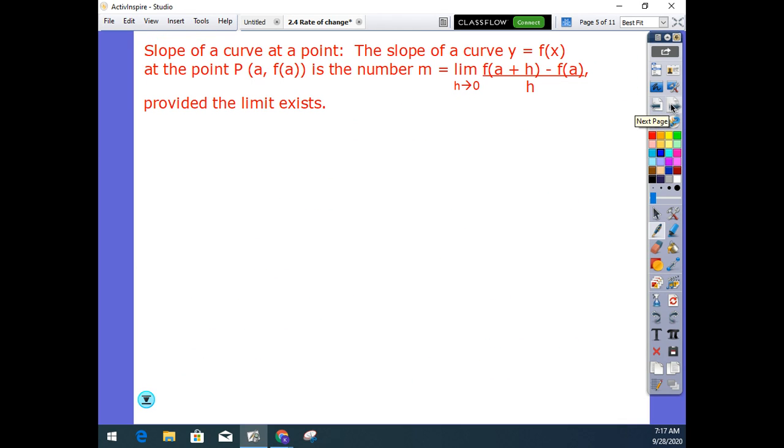So here's an actual definition. The slope of a curve at a point is just, at this coordinate point, the slope is the limit as h approaches 0 of f of a plus h minus f of a all over h. And that's technically what we've been doing. All right, so go ahead and get that copied down, and we're going to use it on the next example.